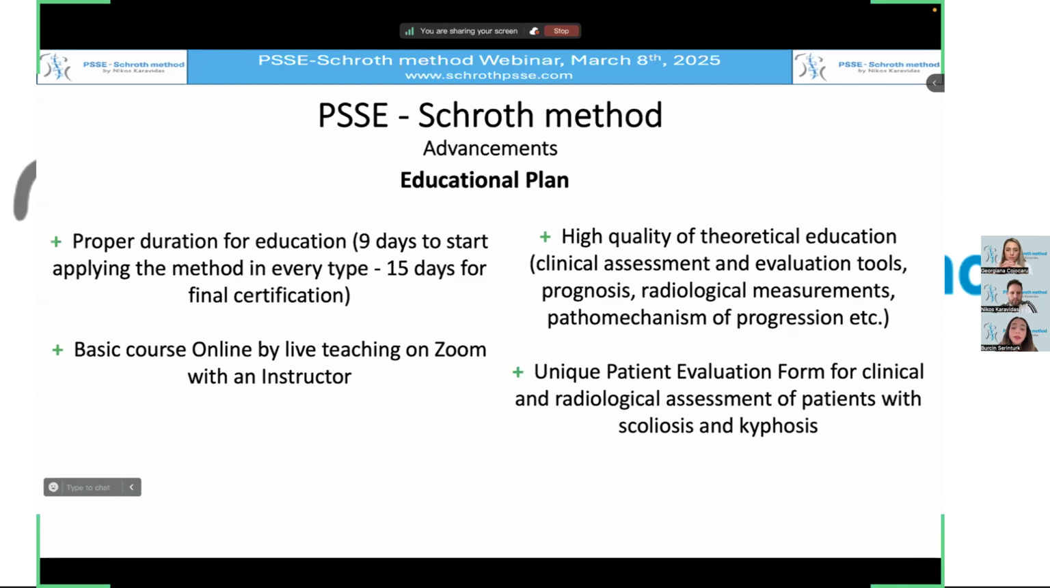What you mainly see in our basic level is clinical assessment and prognosis, radiological measurements, pathomechanism and progression, and many other things. At the end of the basic level, you will have an evaluation form, developed by Nikos Karavidas. We have a unique patient evaluation form for clinical and radiological assessment of patients with scoliosis and kyphosis also, and it makes it easy to evaluate your patient.